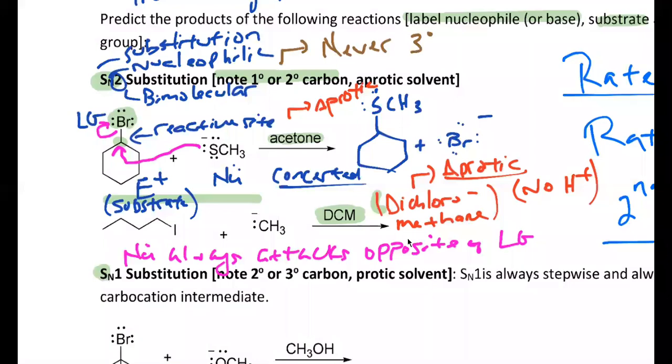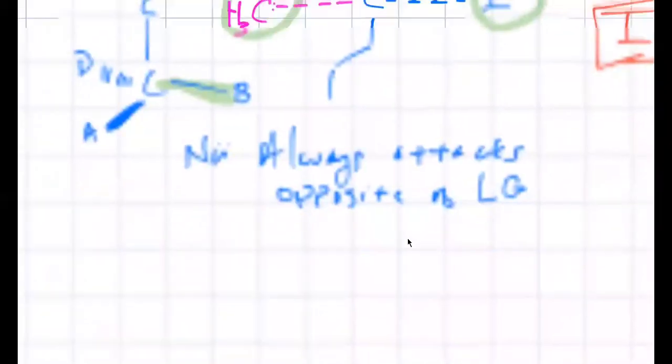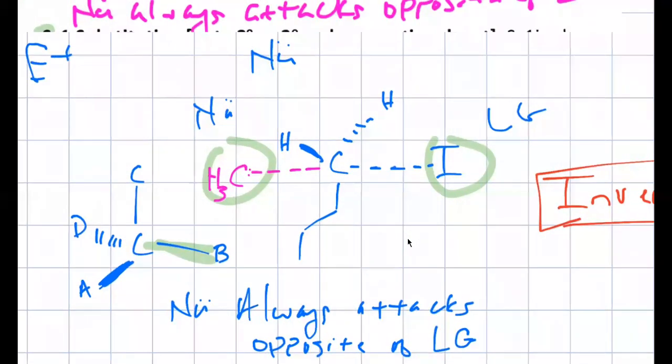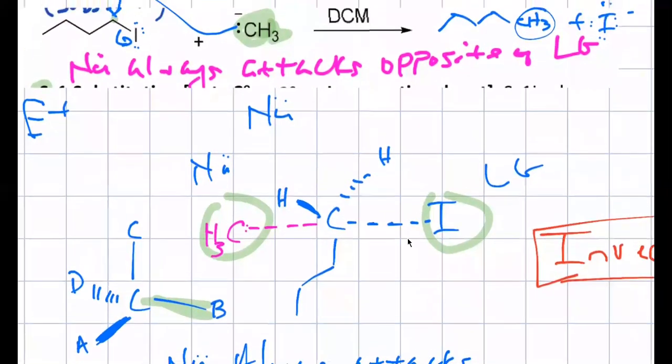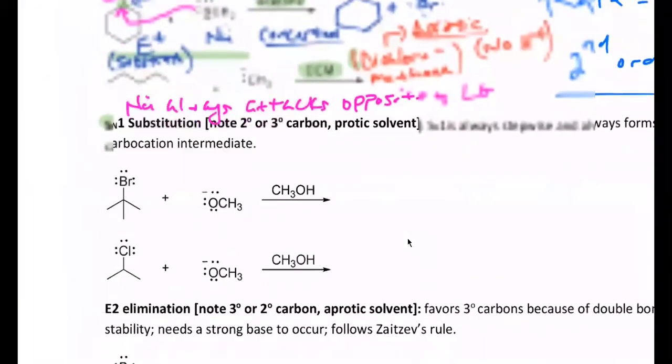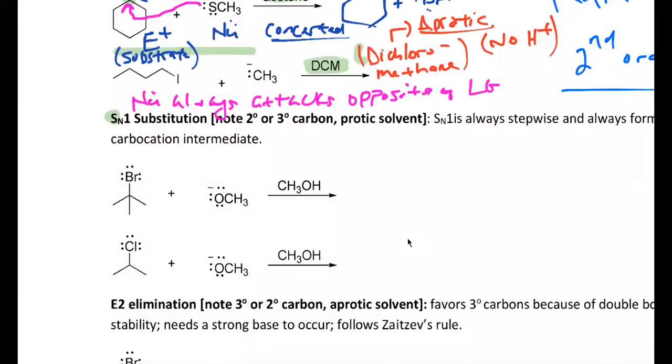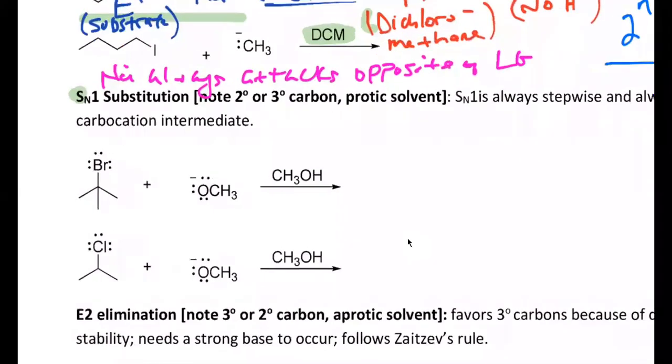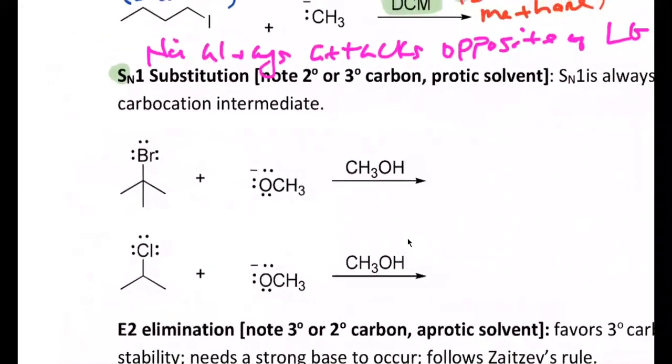It'll never happen on a tertiary, ever, because if you look at what I showed down here, how the nucleophile comes in, a tertiary carbon is just too bulky for this mechanism to happen. So it can happen on a primary, it can happen on a secondary, but it cannot happen on a tertiary, because the path of the nucleophile is going to be blocked. All right. So now let's look at the SN1, and let's look at a couple things about it.